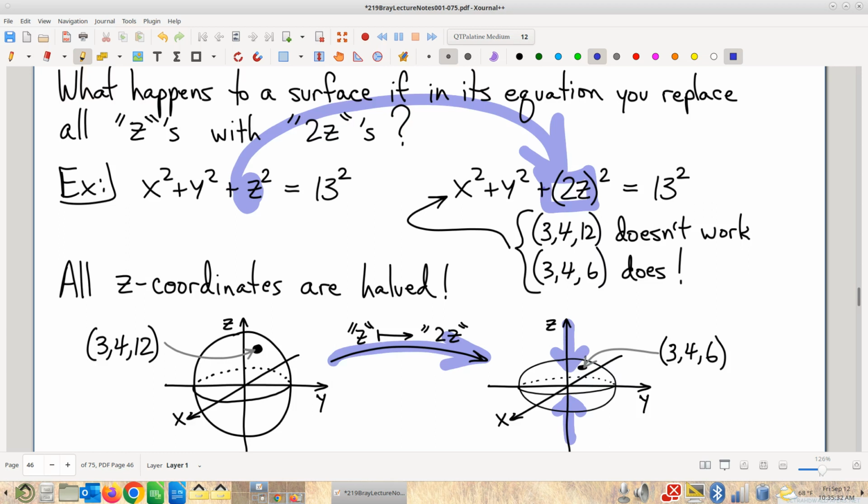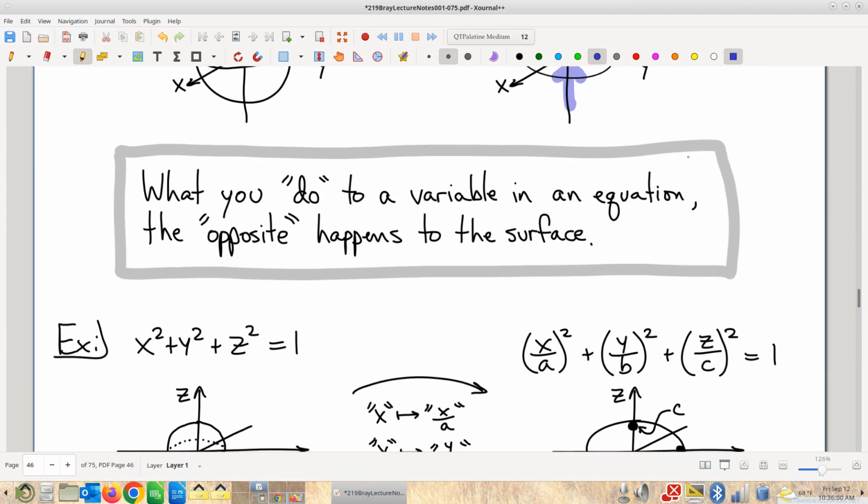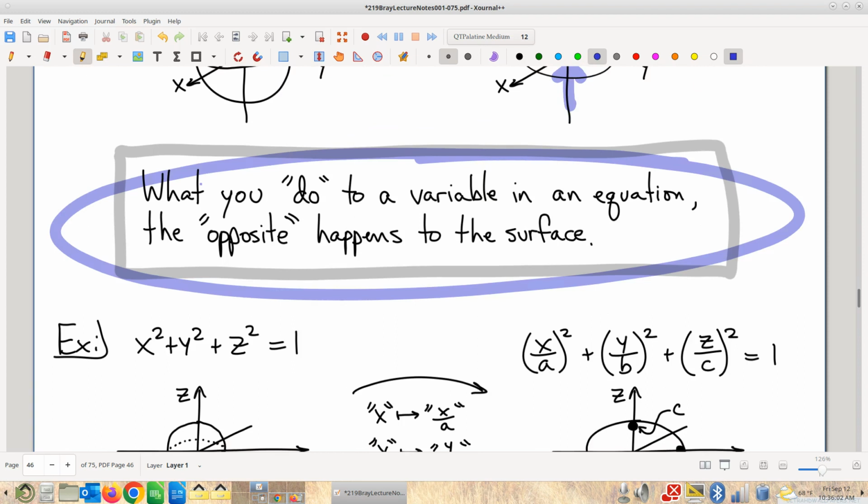You could insert a minus sign instead of a factor. That will reflect in the appropriate direction. You could translate. You could replace z with z plus 5. The result will be to subtract 5 from the z coordinates of all the solutions. In other words, a downward shift. So it's a shockingly consistent little pattern. And I think I have that. Yeah, here we go. So whatever you do to a variable in an equation, the opposite, in some reasonable sense, happens to the surface.